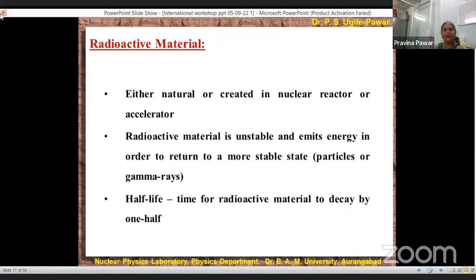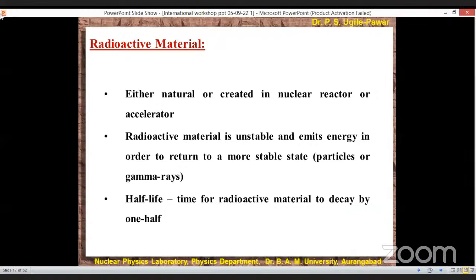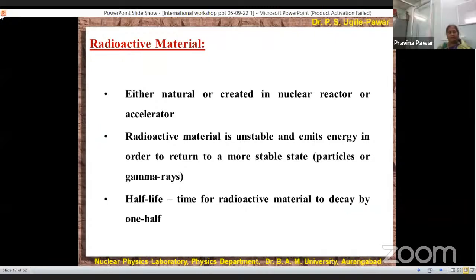Radiation protection: different types of radiation detectors, monitors and personal dosimeters are used for radiological protection by the measurement of X or gamma rays. See this system, all these are the sources, and this is a gamma ray spectroscopy system with software and computer.